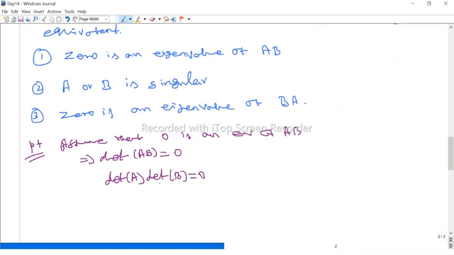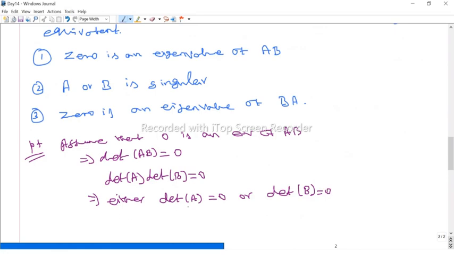Since the product of two numbers, namely determinant of A and determinant of B, is equal to 0, then one of the numbers must be 0. So this implies either determinant of A is 0 or determinant of B is 0.